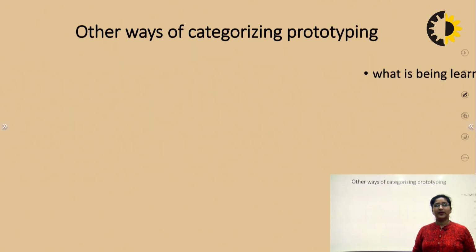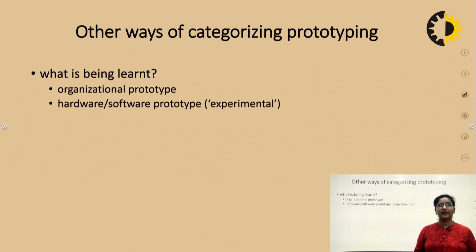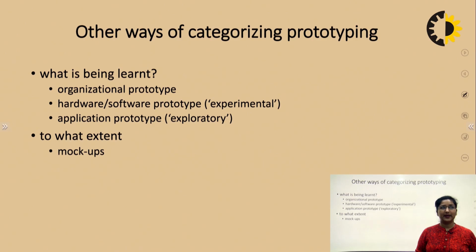Now, what are the other ways of categorizing prototyping? What is being learned, or what is to be learned from that particular prototype? We can categorize it successfully. Organizational prototypes are there. Hardware or software prototypes, that is experiments, can be there. Application prototypes which are exploratory in nature can be done. Now, to what extent can the prototypes be categorized?